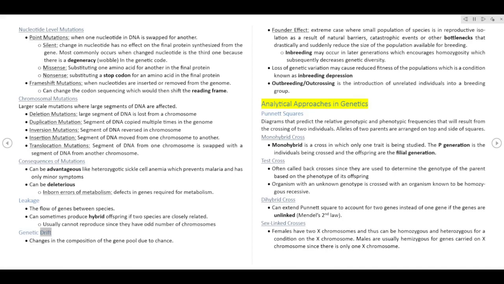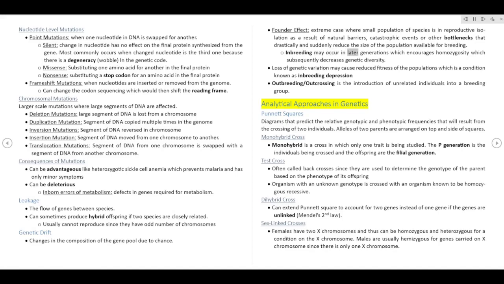Genetic drift. Changes in the composition of the gene pool due to chance. Founder effect, an extreme case where a small population of a species is in reproductive isolation as a result of natural barriers, catastrophic events or other bottlenecks that drastically and suddenly reduce the size of the population available for breeding.